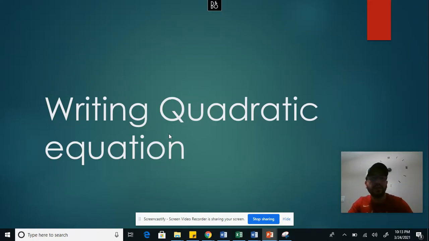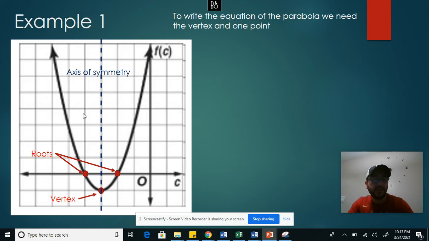Okay, today we're going to learn how to write the quadratic equation when we have the graph. Using this example, when we have the graph, we know how to identify the root, the vertex, and the axis of symmetry. To write the equation of the parabola, we need the vertex and 1 point.